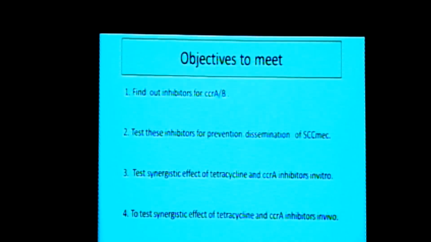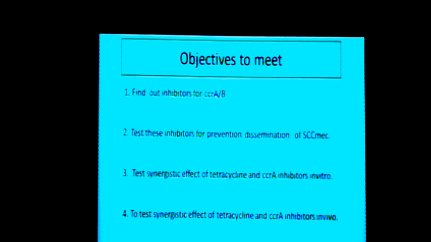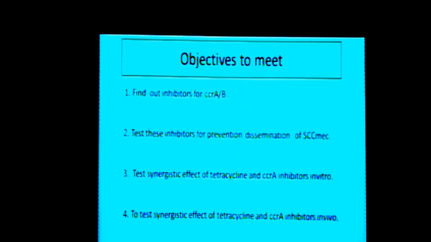So in order to validate my hypothesis, here are some objectives. First of all, we need to find out the inhibitors of CCR and test these inhibitors for the prevention of the dissemination of this particular element, and to find out the synergistic effect of a specific antibiotic and CCR inhibitors in vitro and in vivo as well.